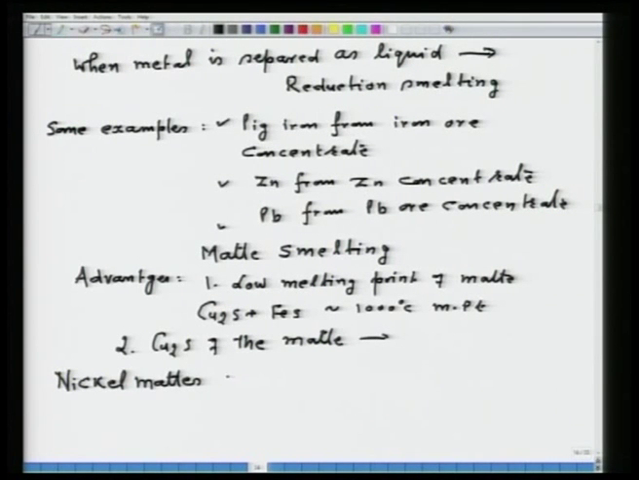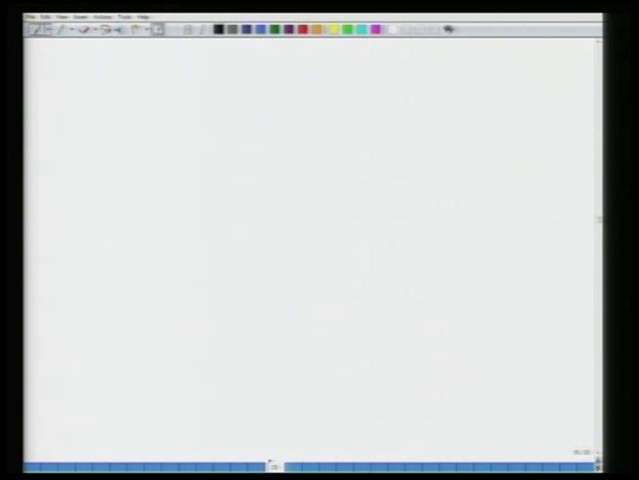Say nickel mattes, they are typically contained FeS plus Ni3S2 plus Cu2S. This is typically the nickel matte. Now, here the melting point of Ni3S2 is around 800 degrees Celsius, whereas Ni3S2 plus Cu2S forms eutectic.